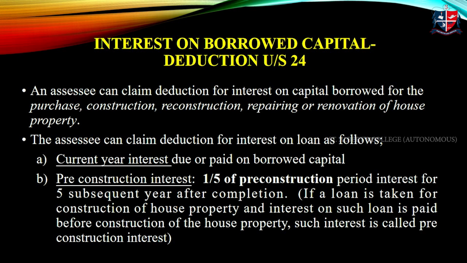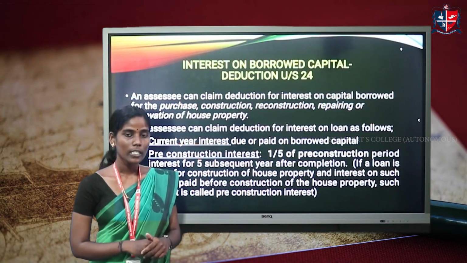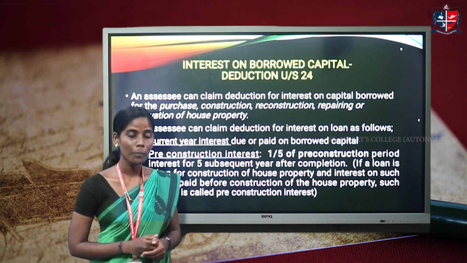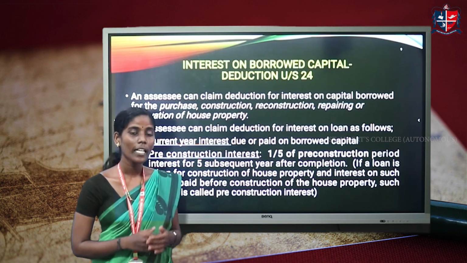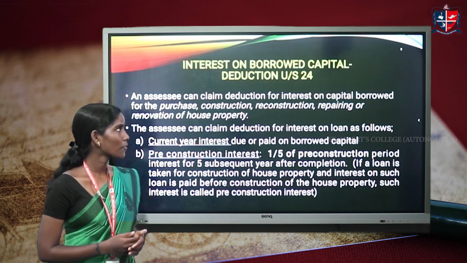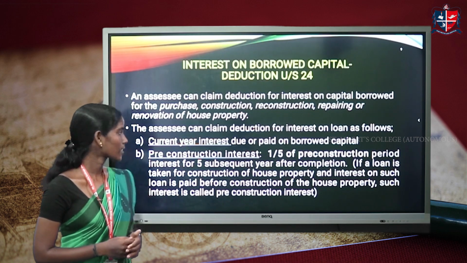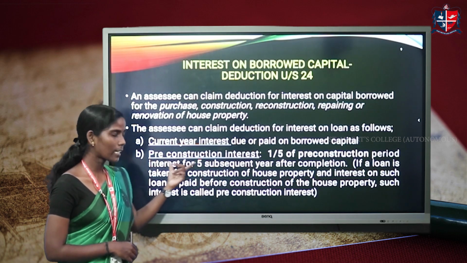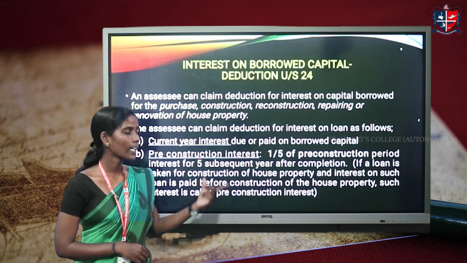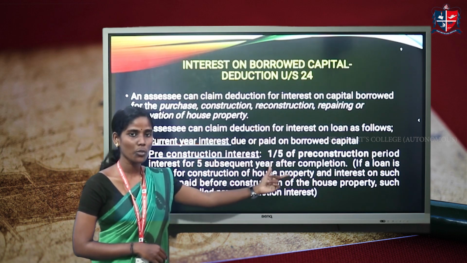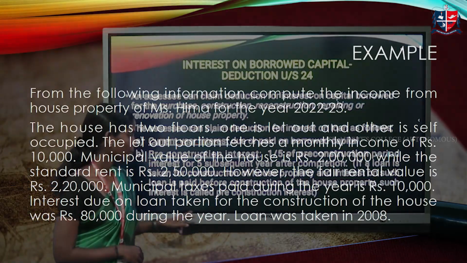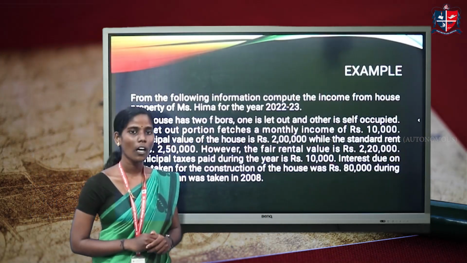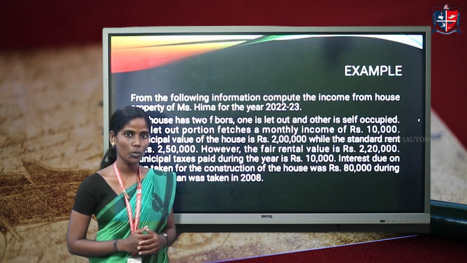Next one, interest on borrowed capital. Suppose the owner borrowed a loan and he pays interest on such loan, he can claim a deduction for that interest. The interest can be current year interest or pre-construction interest. But in case of pre-construction interest, the owner can claim only a 1/5 portion of the interest. At last we will get income from house property, income from let out house property.